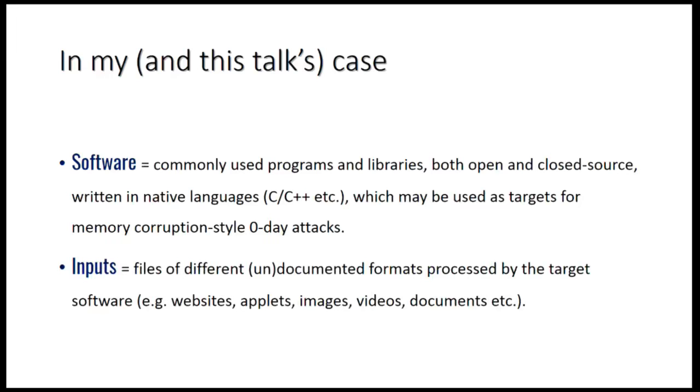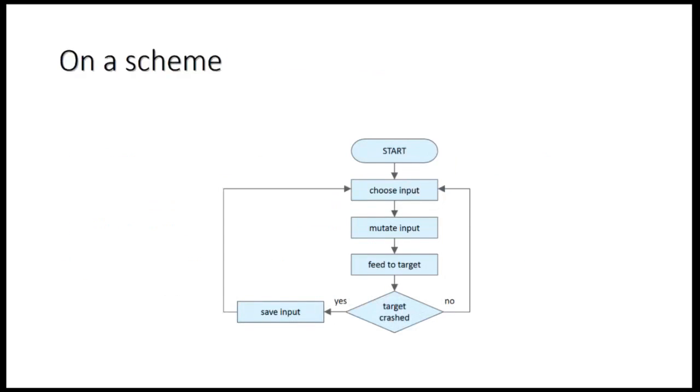On the other hand, we assume that the inputs are files of different structure, which may be documented or undocumented, and they are processed by the software. So they can be websites, applets, images, videos, and stuff like that. In general, the scheme of fuzzing is very simple. We just have a loop inside of which we choose an input, mutate it, feed it to the target, and then see if the target has actually crashed or not. If it has, we save the input, and if it hasn't, then we just proceed.